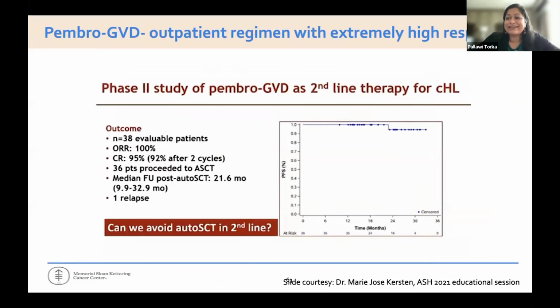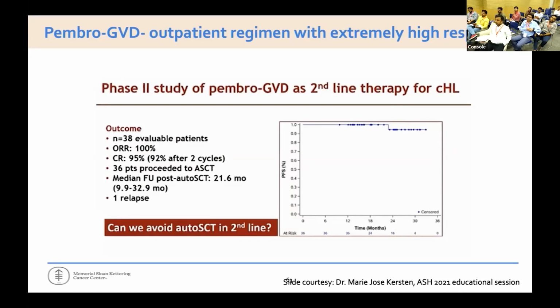It's just I was using it even before that because it is very well tolerated. It's all outpatient. Patients don't require transfusions. They think it's even easier than ABVD. Even though it was a very small study, the overall response rate was 100% with a CR rate of 95%.